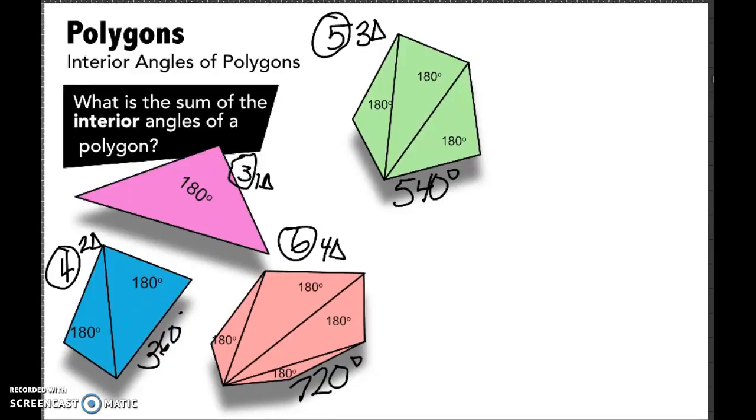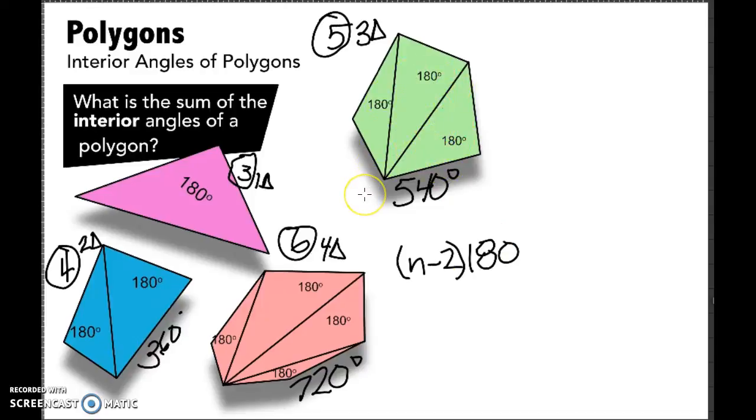But what we really want to know is, is there a pattern? Look at the difference between the number of sides and the number of triangles. Can you see the difference here is 2? Number of sides and number of triangles, the difference is 2. Number of sides, number of triangles, the difference is 2. The number of sides minus 2 gets us the number of triangles inside of these polygons. We take that number of triangles and we multiply it times 180 each time, and we end up getting the sum of the measures of the interior angles.